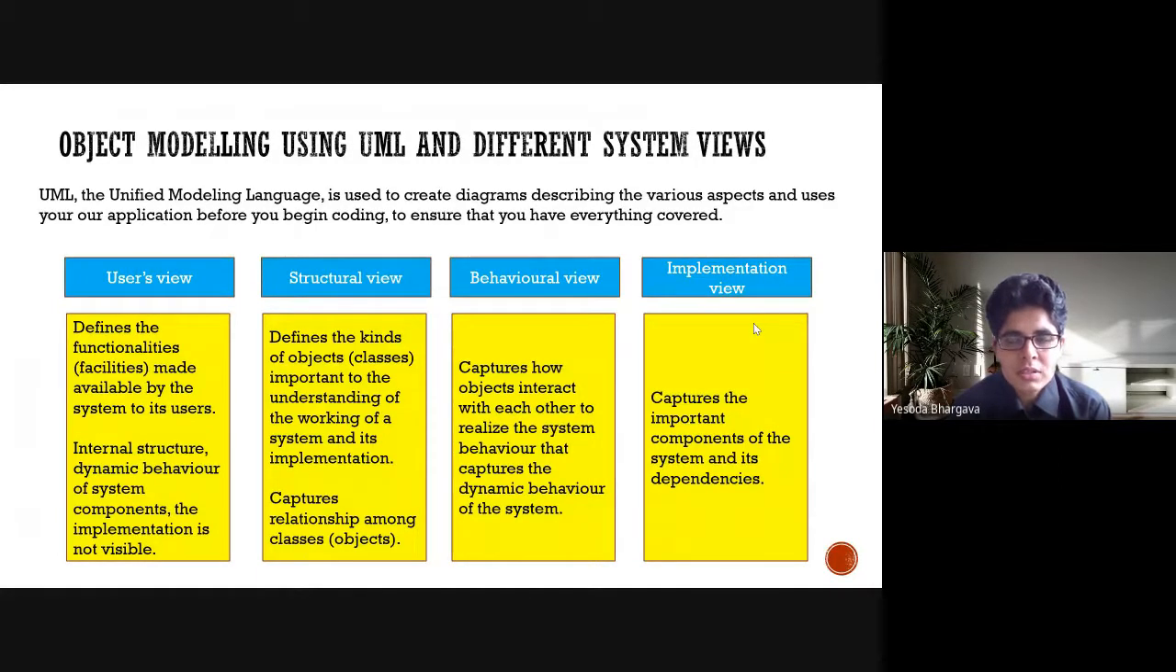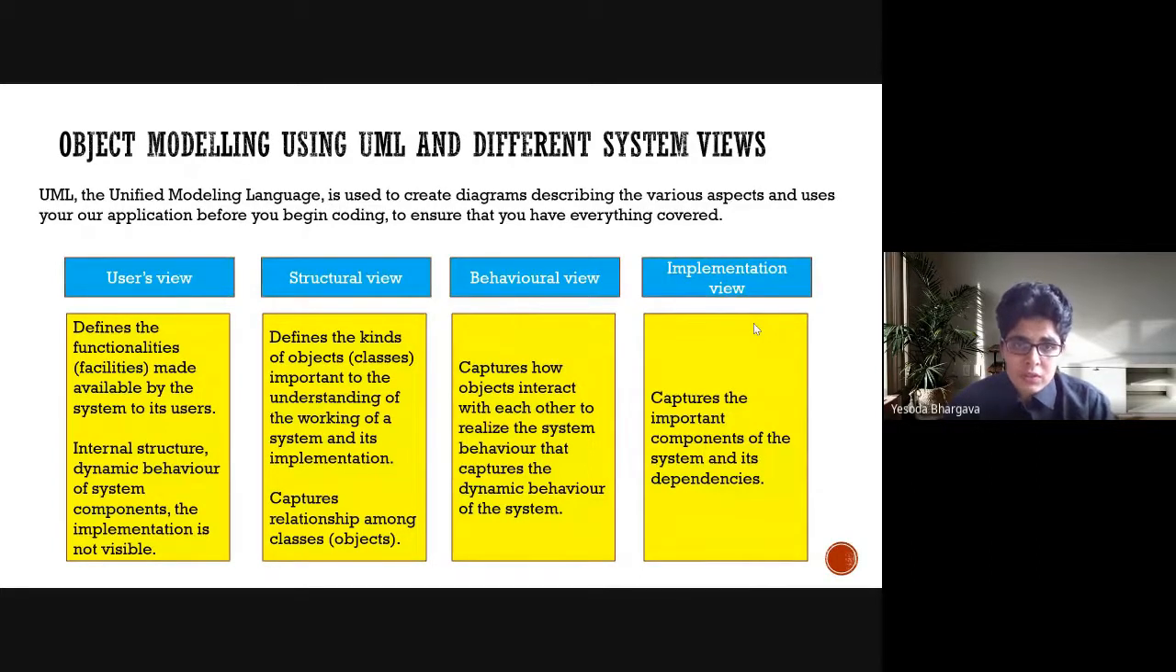So, use case diagram generally can be considered as a user's view because on the upper level it is telling what the system is doing. It can also be used by system developers. But when you show it to the user, they can at least have some idea of what the system is trying to do.